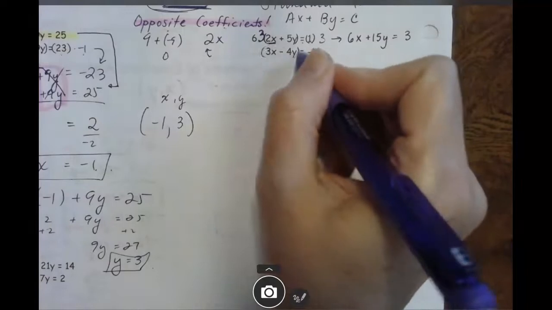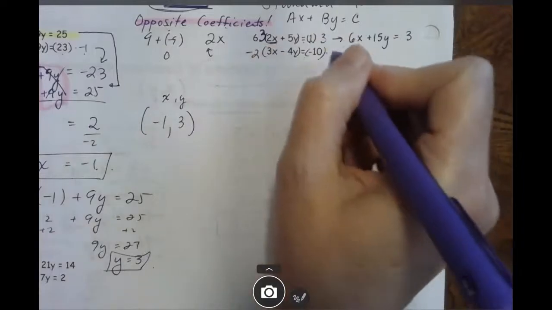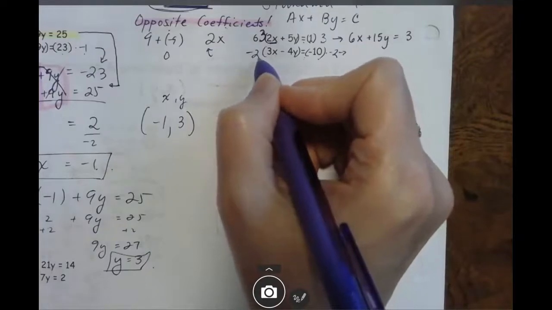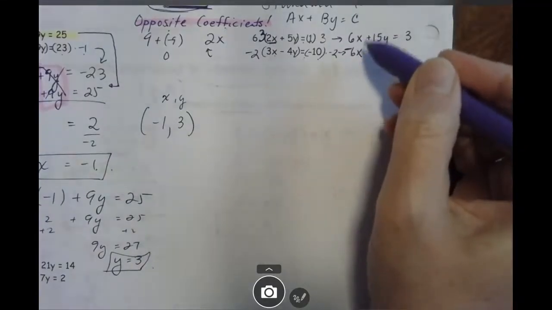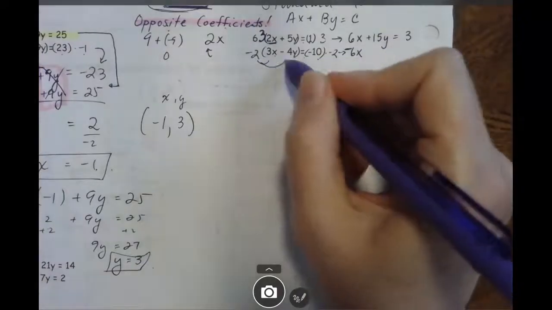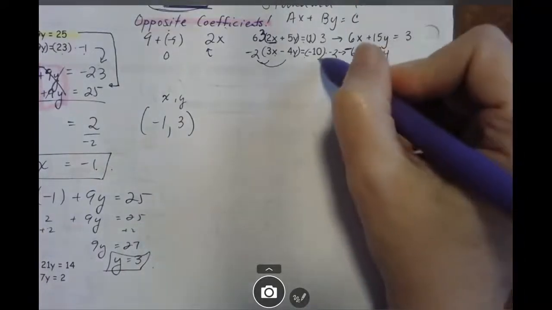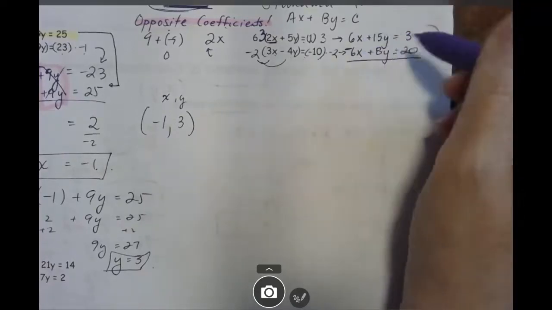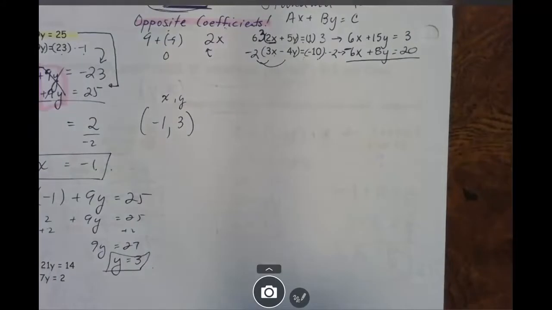Now, for my second equation, remember I want opposite coefficients. I'm going to multiply by negative 2, and look what will happen. Negative 2 times 3x is negative 6x. Now I have opposite coefficients for my x terms. Next, remember we're distributing here. Negative 2 times negative 4 is positive 8y, and a negative 2 times a negative 10 equals 20. So now my x's are lined up, my y's are lined up, my equal signs are lined up, my constants are lined up. But now, what do I have?